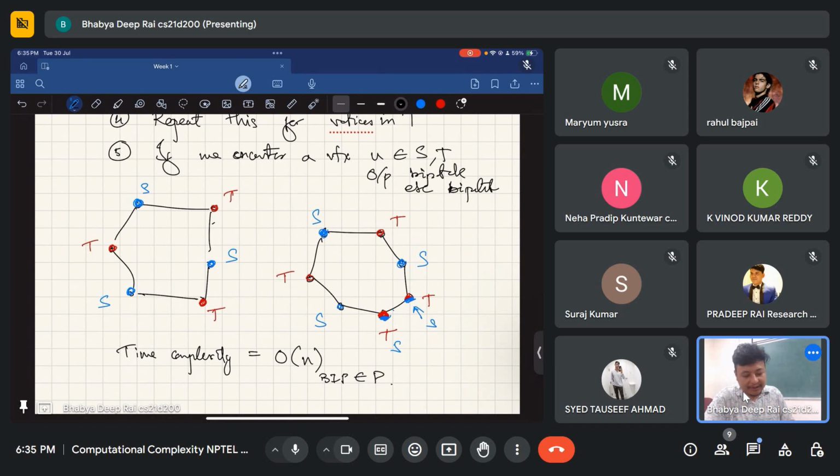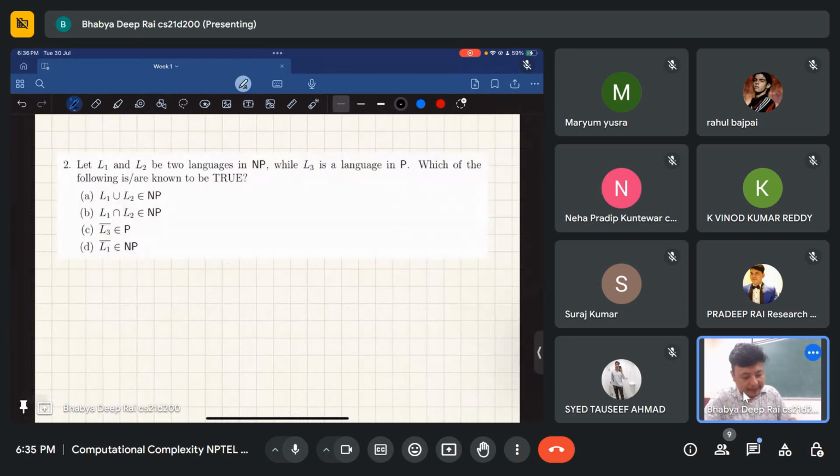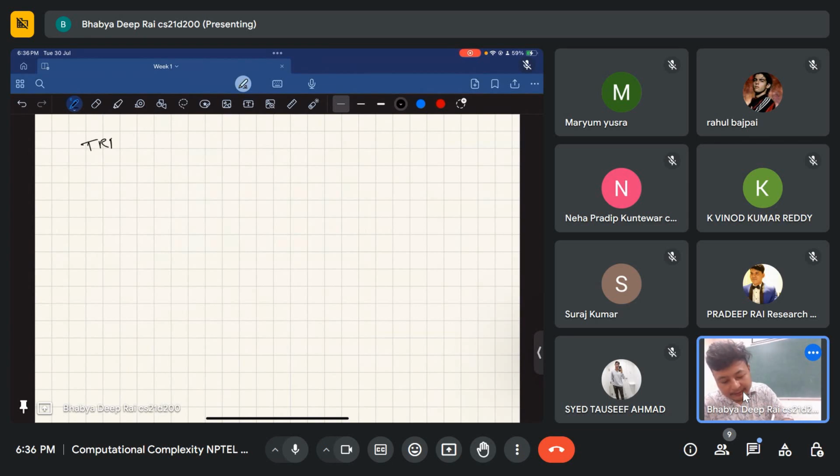Good. So here's the final question. Tree is a set of all trees. A graph is a tree if it is connected and contains no cycles. So tree is the set of all those graphs that are trees. So what is a tree?